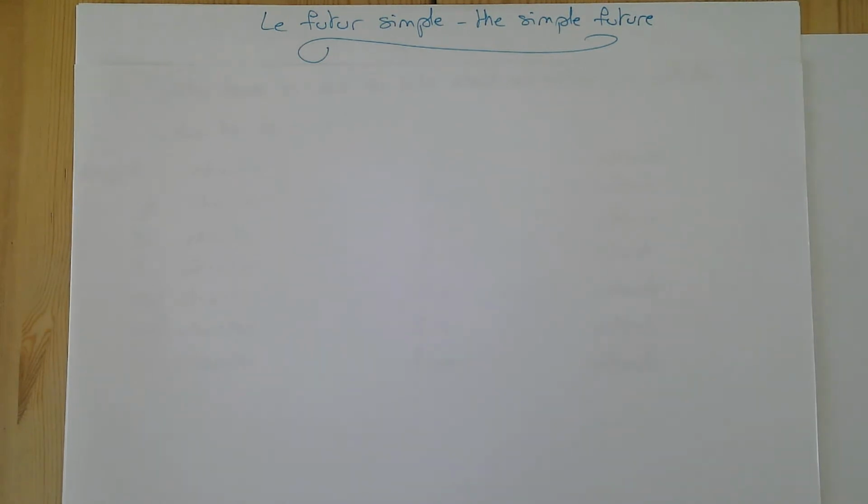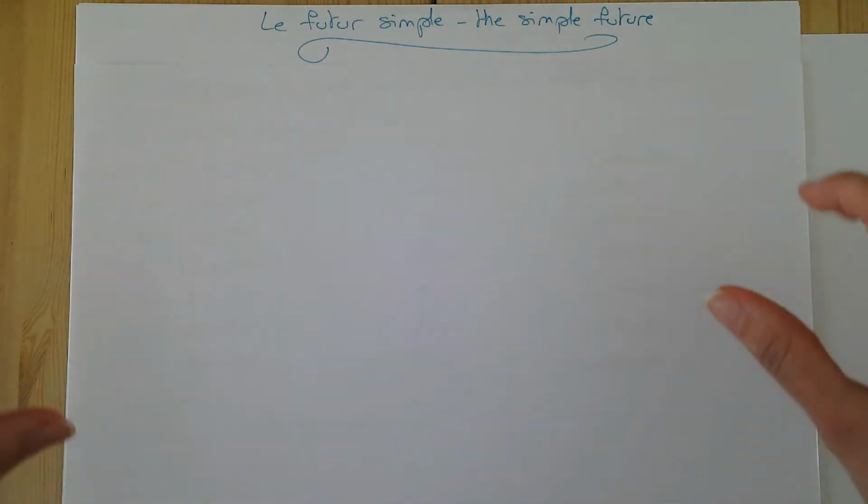It's so easy, it's crazy, and on top of it, not only is it easy, but it's almost the same rule for the conditional tense, so two birds, one stone. But we're going to do another video for the conditional. Let's focus on this one first.